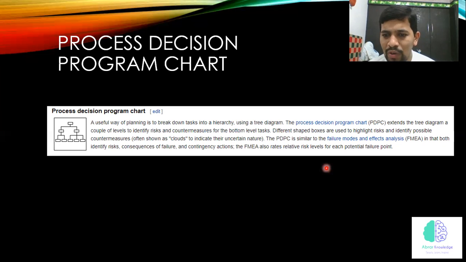So the PDPC is similar to failure mode effect analysis; both identify risk and consequence of failure and contingency plans. FMEA also rates the relative level of each potential failure, so it is a little deeper. So remember, the process decision program chart is closely associated with the tree diagram. The only difference is that the tree diagram is singular and this is plural. That's it.